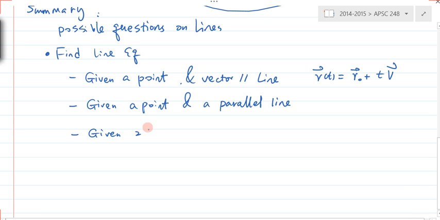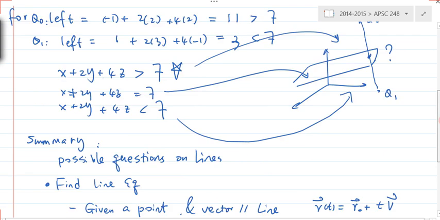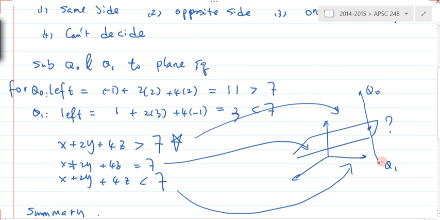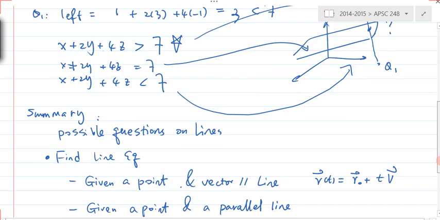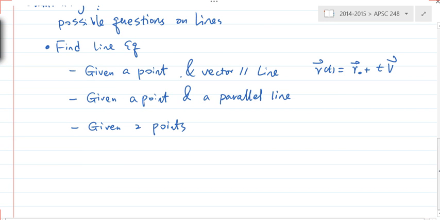And given 2 points, see, that's the question like this one here. You have 2 points. If the question is asking for an intersection point, you probably want a line equation first, right? From the 2 points. So how do you construct a line equation based on given 2 points?